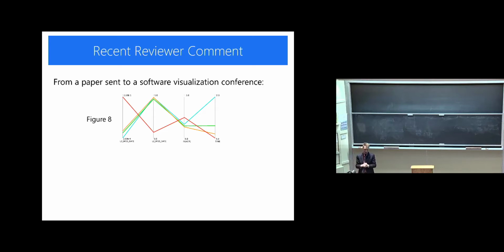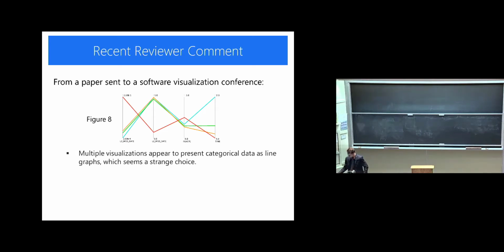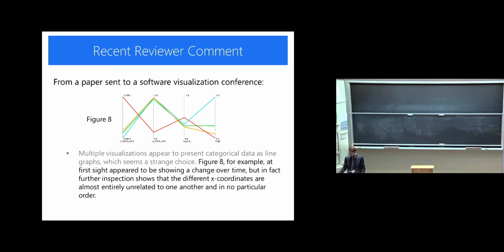Reviewers, please give us high marks for this paper. But we got this comment, which was very interesting. This is an actual reviewer. I don't think this reviewer is here. I hope not. The comment said: multiple visualizations appear to present categorical data as line graphs, which seem a strange choice. And then it went on: Figure 8, for example, that's that figure.